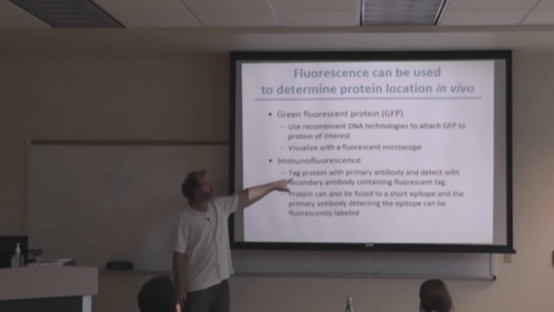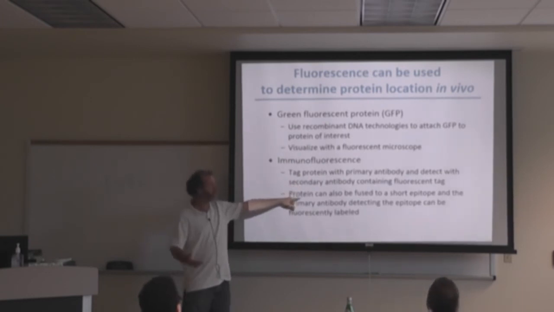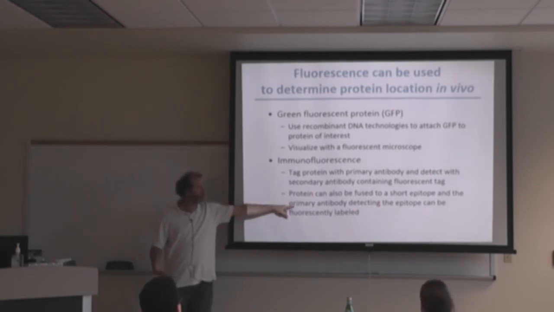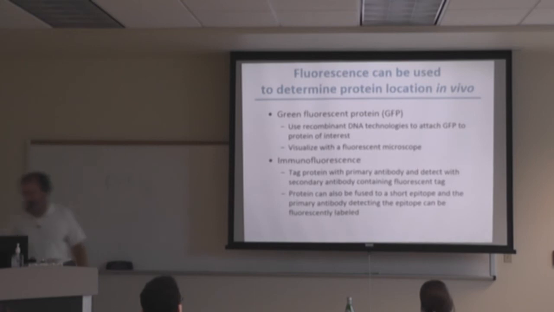Immunofluorescence is where you tag a protein with a primary antibody and detect it with a secondary antibody containing a fluorescent tag. A protein can also be fused with a short epitope, and the primary antibody detecting the epitope can be fluorescently labeled.